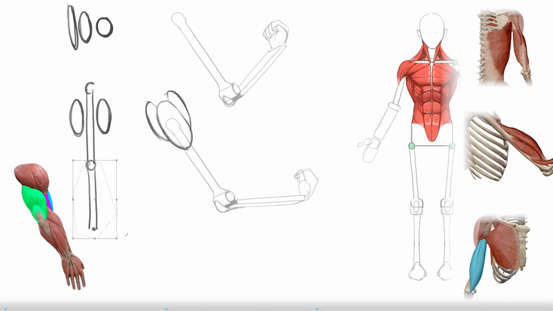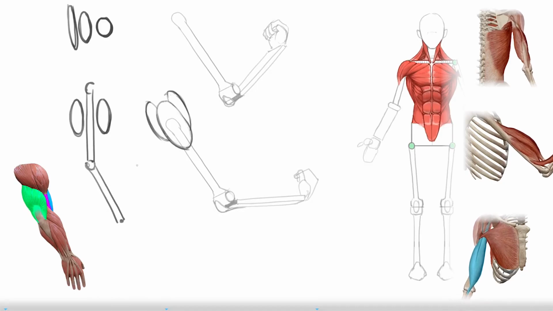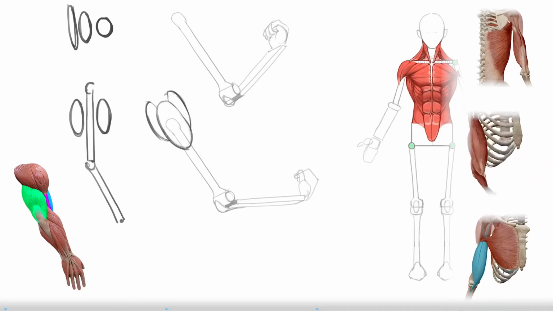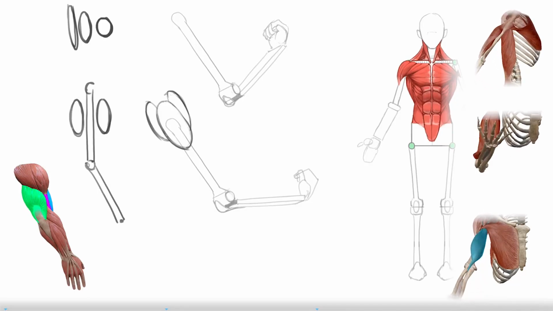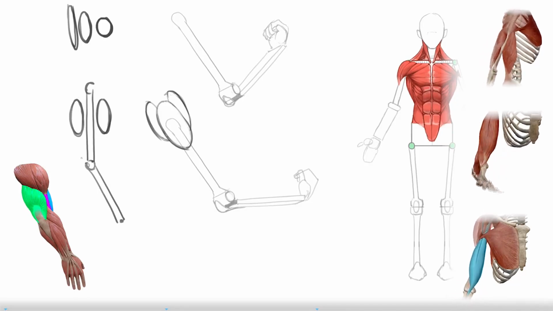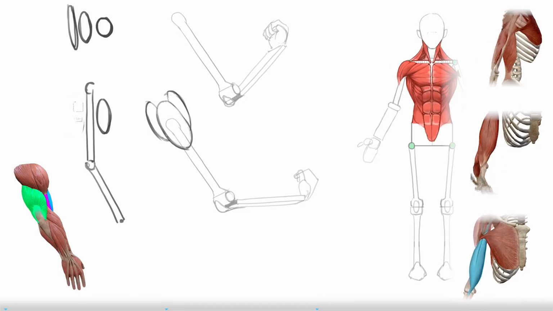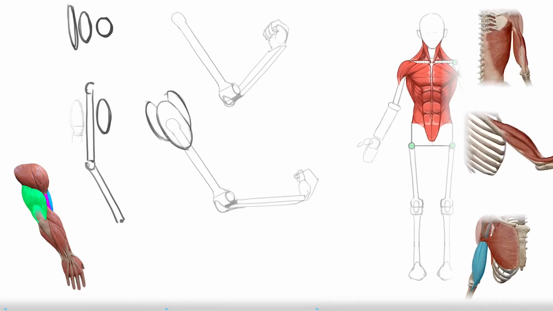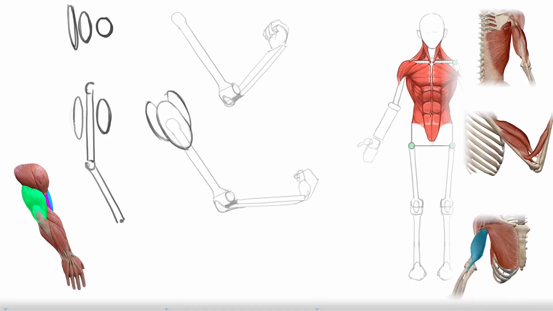But now, what happens if we introduce a flex in the arm? This is what's going to happen. This ellipse right here, where it was relaxed before, is now being stretched a little bit more because it has to travel a longer distance to wrap around the elbow. So in this case, we are going to move from a relaxed position to a more stretched position.